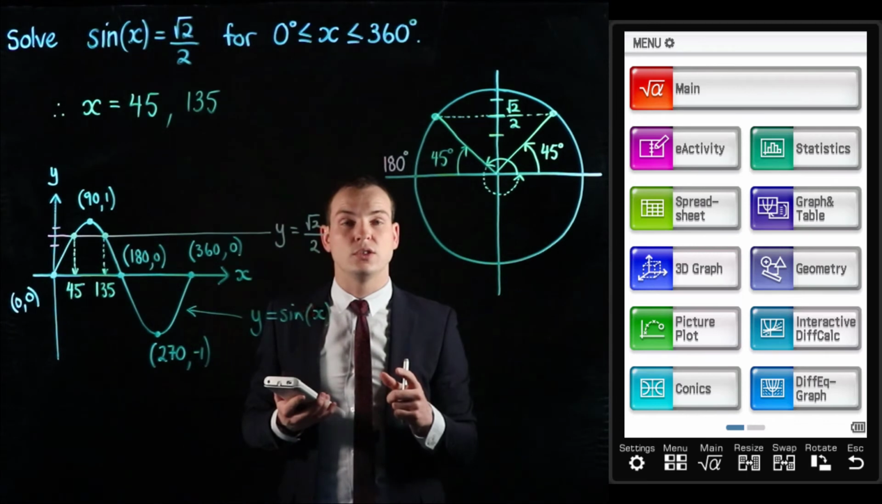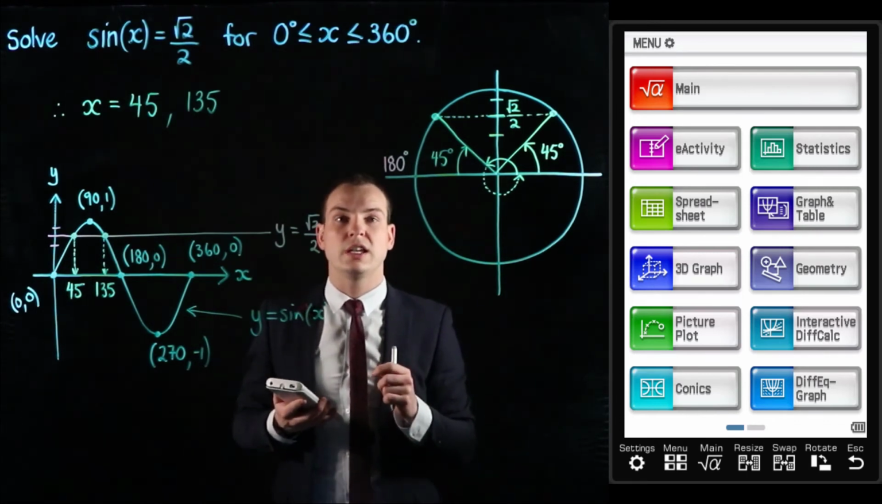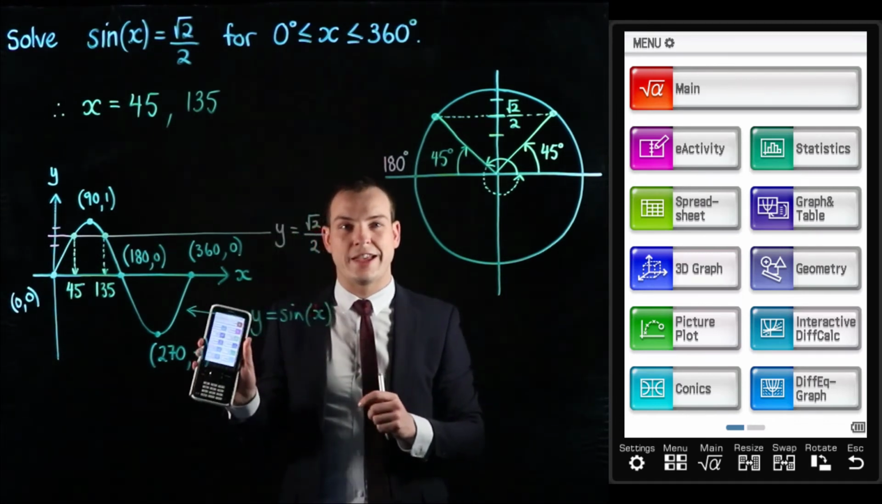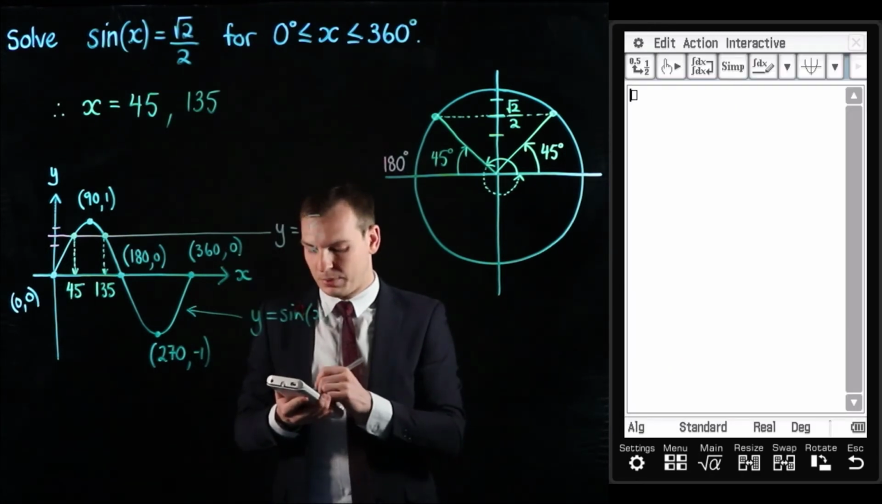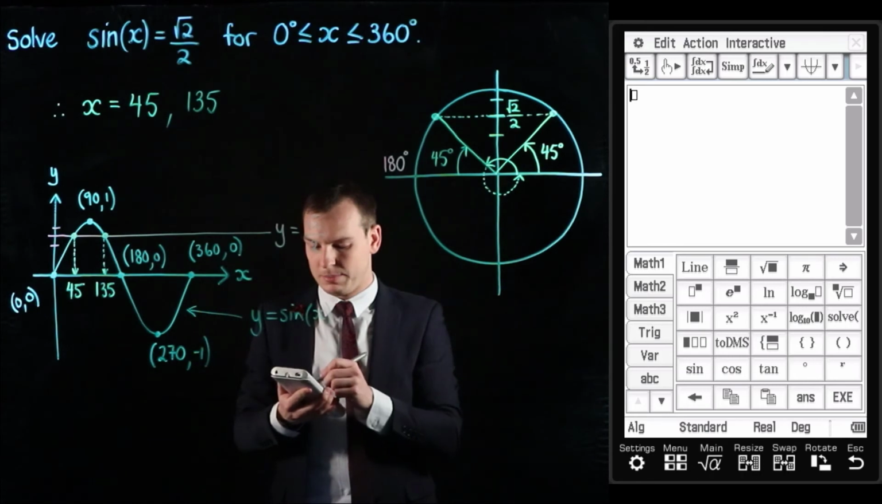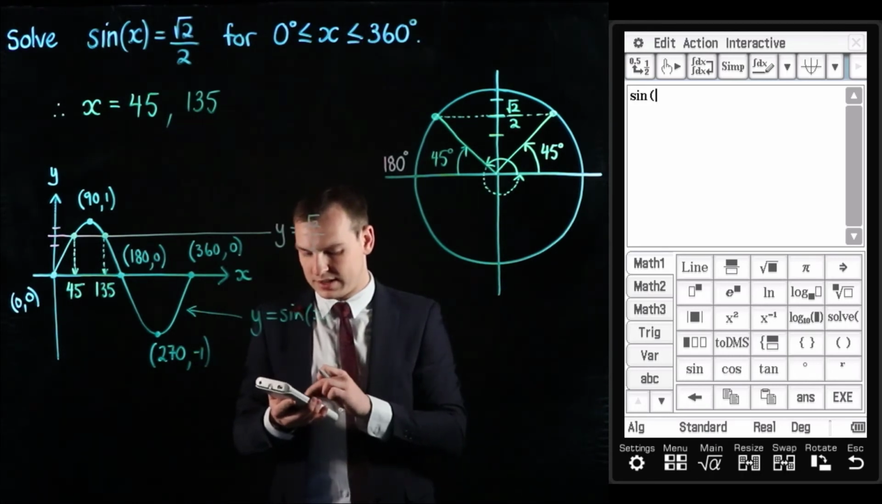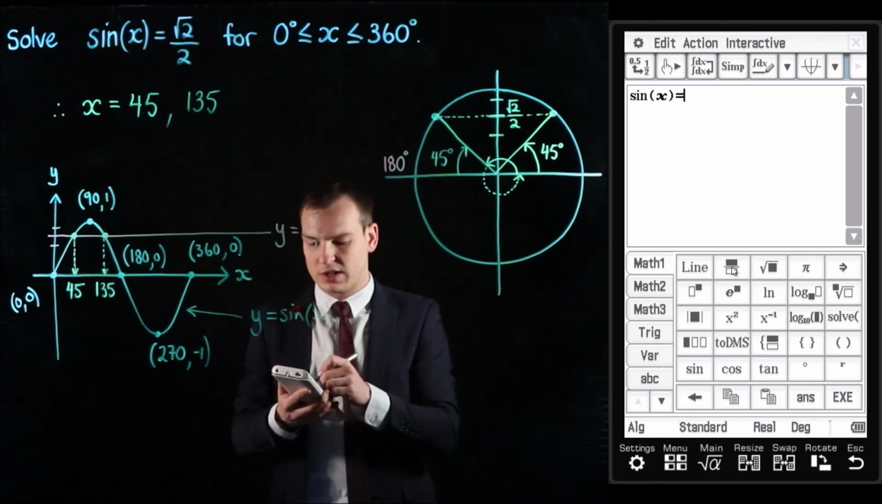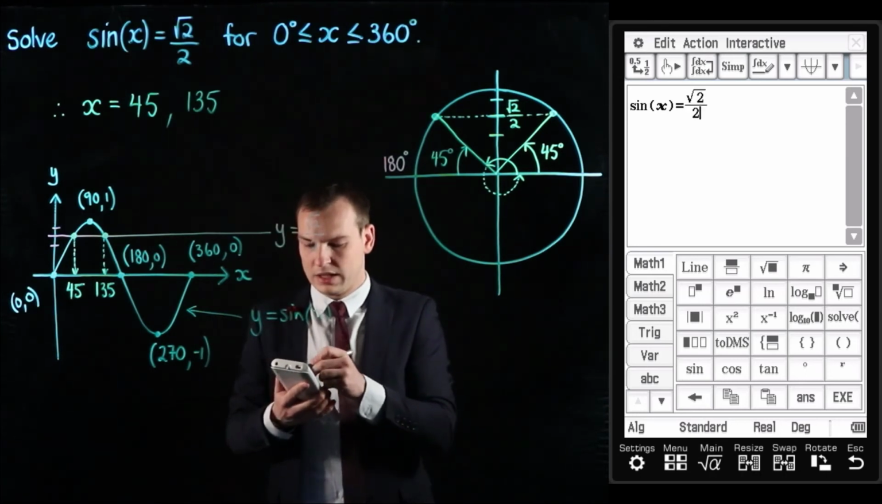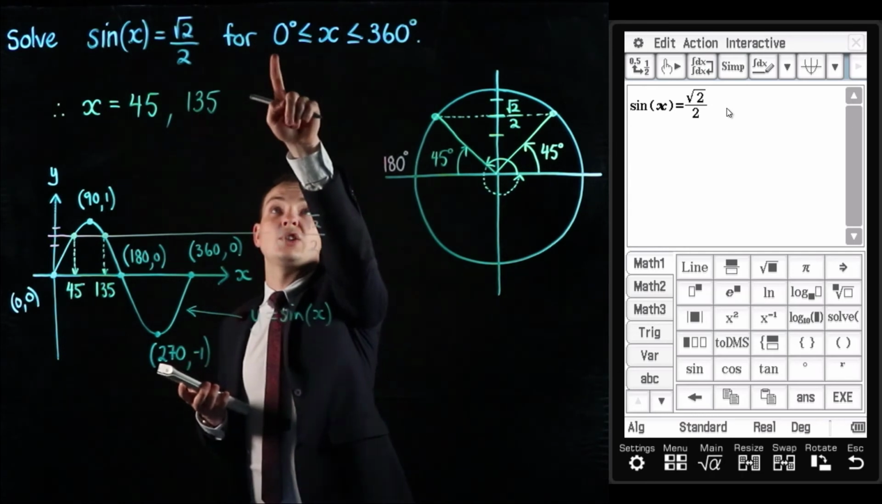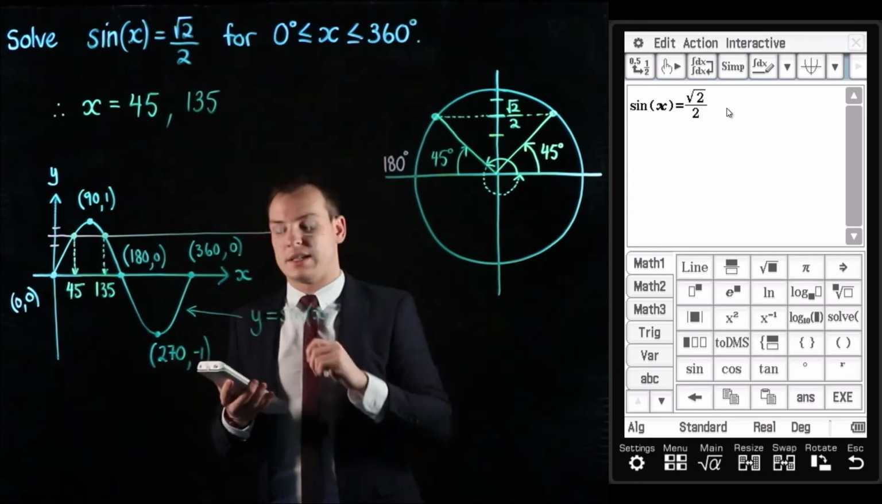Now, just before we wrap up this video, we're going to solve this equation using the CAS calculator. I'm going to start by going into the main menu and bringing up the keyboard, which will allow me to type in the equation, which is sine of x is equal to, as a fraction, the square root of 2 divided by 2. And then we want to put in the restriction that x is between 0 and 360.